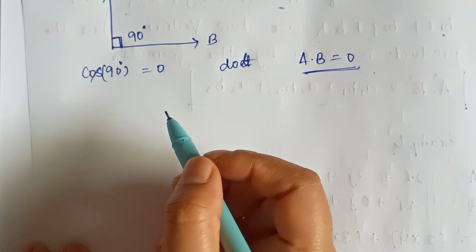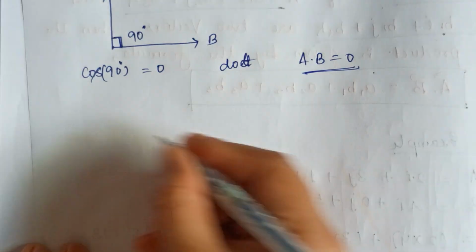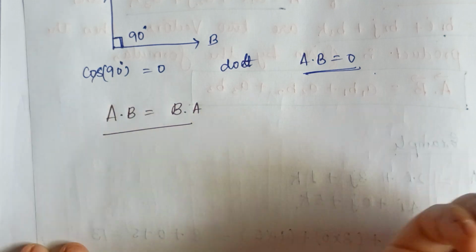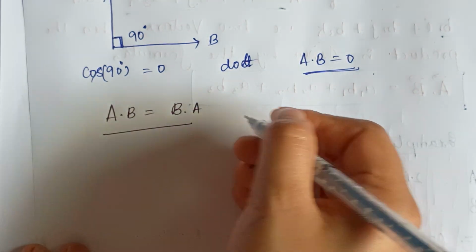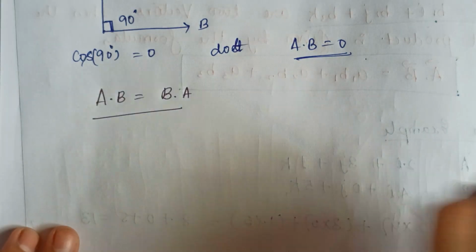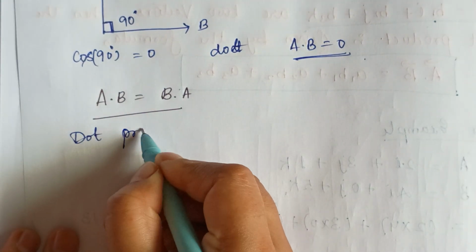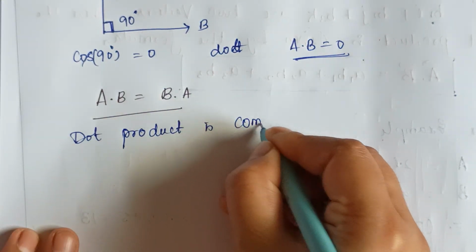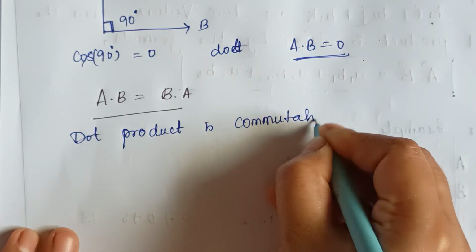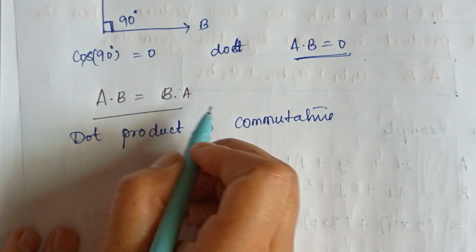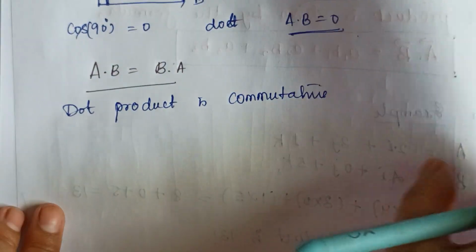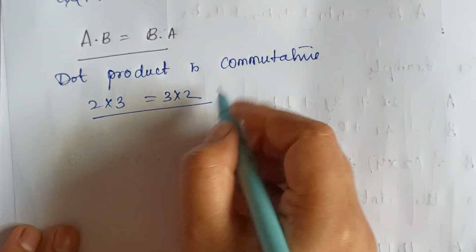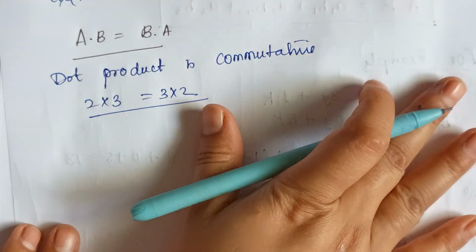Now we have one more thing. A dot B equals B dot A. This is commutative. So the dot product is commutative in nature. That is, A dot B is equal to B dot A, which means just like 2 into 3 is equal to 3 into 2. So it doesn't matter which order, it is the same.